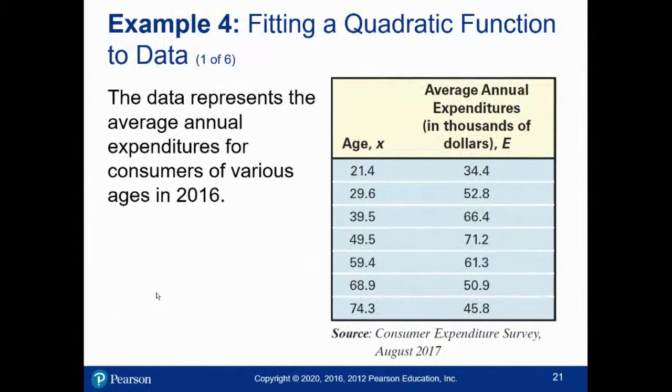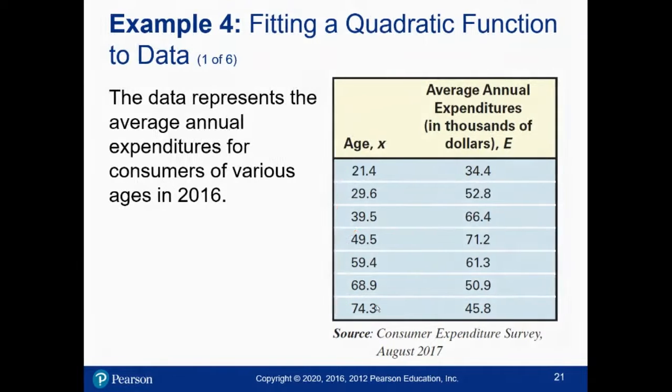Now let's suppose I have a chart of data. Can we fit this to a quadratic function to try to use the model and predict other stuff? So here's data. If I have the age of various customers, I can look at how much they have spent, E. So a 21.4-year-old person has spent $34.4 thousand, just annually, this is how much they spend. And it looks like as your age goes up, your expenditures go up until a certain point where they start going down again. Okay, so this is not linear. It goes up, but then it comes back down.